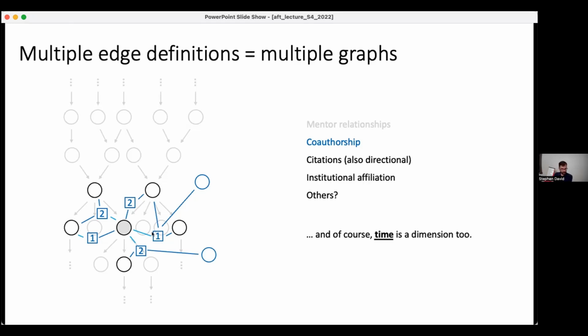And of course, there are many other graphs that we could talk about. Citations, which are an example of a directional graph. We could talk about institutional affiliation, and maybe within this group we could think of some other types of graphs that might be overlaid that would involve the same nodes but different definitions of edges.